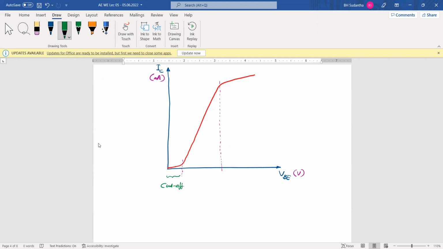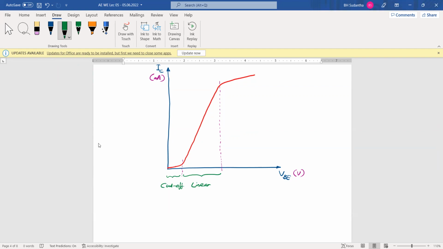But from here to here, the transistor is turned on and the IB and IC relationship is linear. When IB is increasing, IC is also increasing proportionally according to that beta value. Then we say this region is the linear region, and we can consider this transistor is turned on.